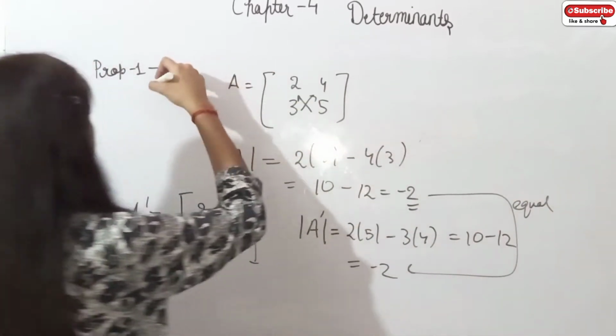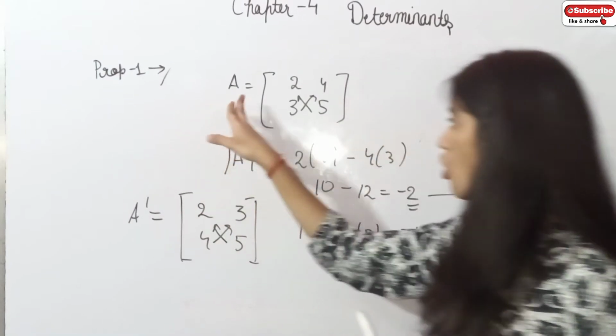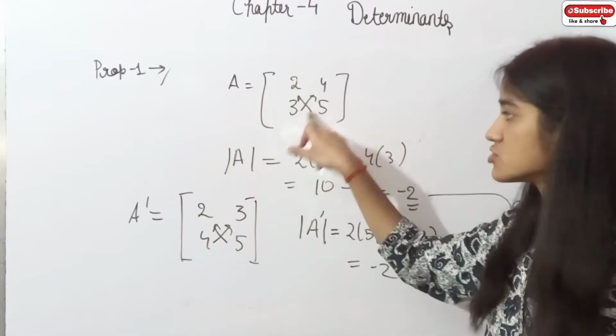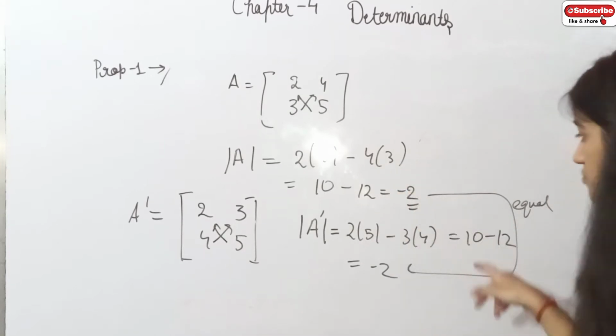It means property first gets verified, that if we interchange all the rows and all the columns of the matrix, the value of the determinant remains unchanged.